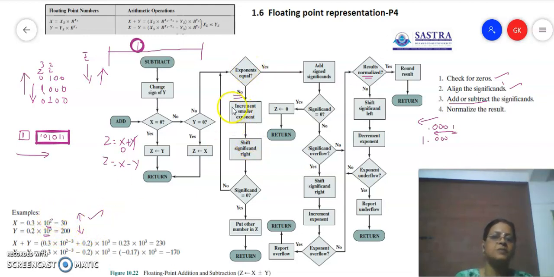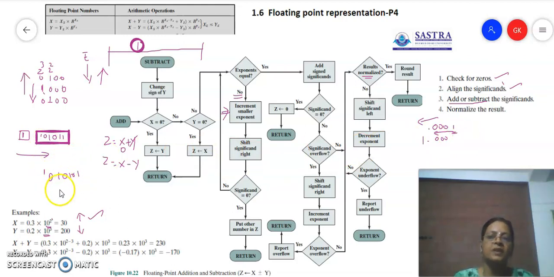So increment the smaller exponent. Whenever you increment the smaller exponent, what will happen? The value is going to be increased, so I have to compensate for it. To compensate, what should I do? Only if I shift the significant right, the value will be adjusted. So I will be shifting the significant right. When you shift the significant right, the significant could be some number like this.